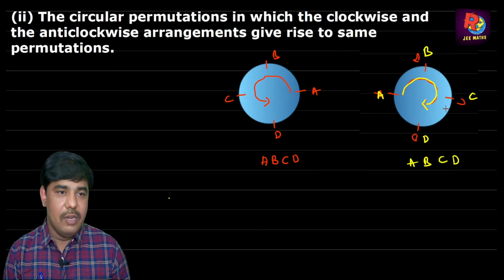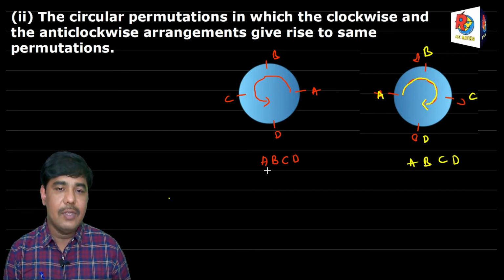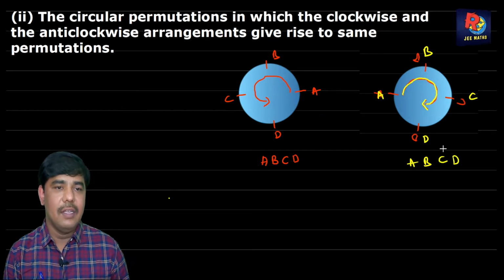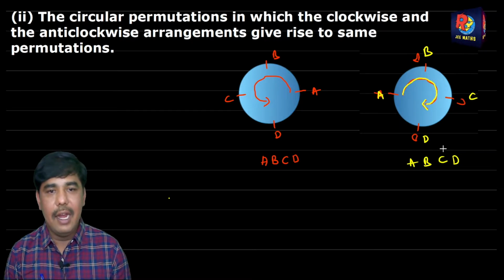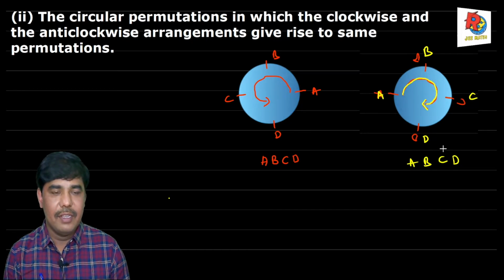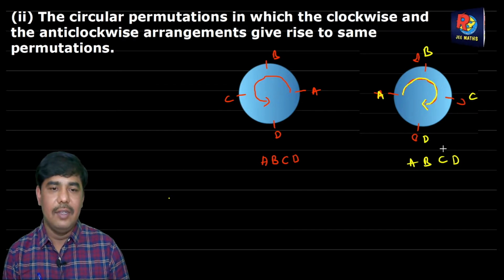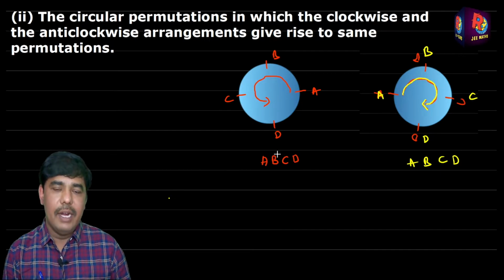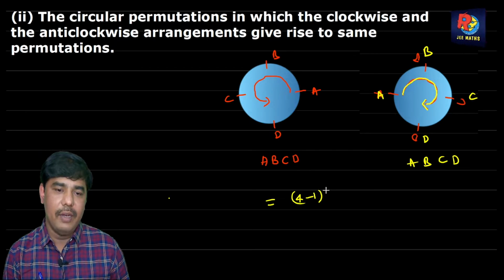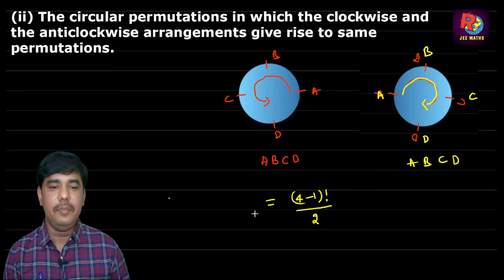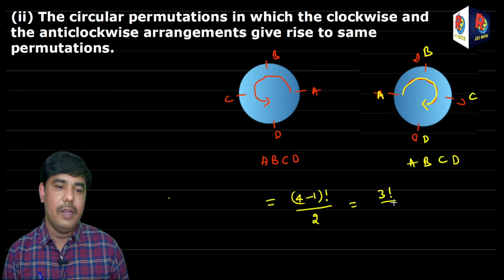One more thing you need to observe: here also A, B, C, D, here also A, B, C, D. That means the clockwise and anti-clockwise directions are the same. So we need to consider only one, either clockwise or anti-clockwise. Therefore, if I take 4 persons, they can be arranged in circular permutation as 4 minus 1 factorial. But I will take only one direction, that's why I need to take 1 by 2. So the answer is 3 factorial by 2.